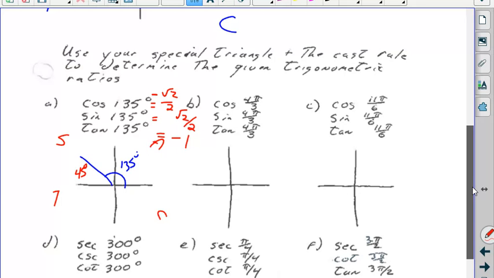4 pi over 3. Okay, well, there's 3 pi over 3. 4 pi over 3 would be down there. What's my reference angle for 4 pi over 3? Well, I go to pi, I add 1 more pi over 3 to get to my 4 pi over 3, so my reference angle is pi over 3. So I'm going to use my 30, 60, 90 triangle. So pi over 3 is the larger angle here.